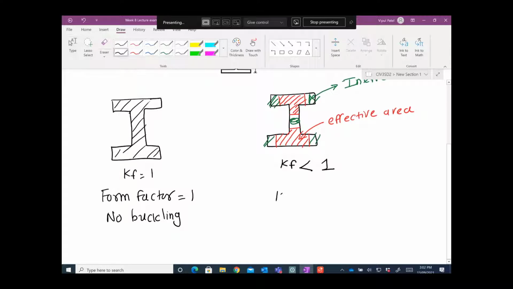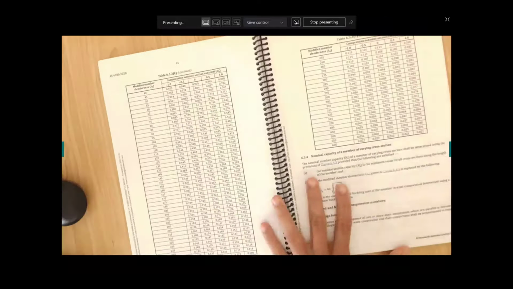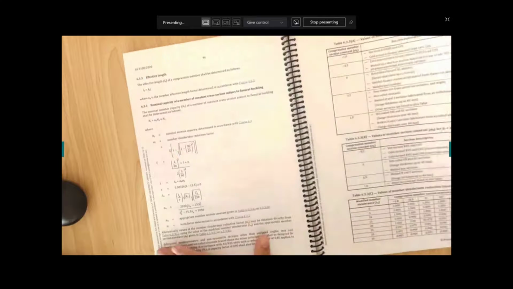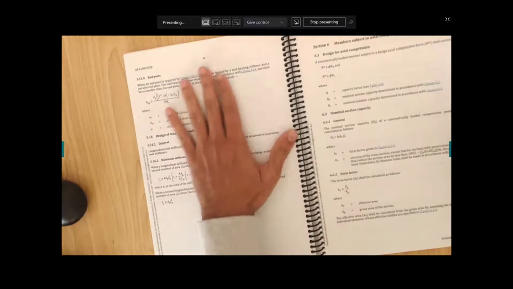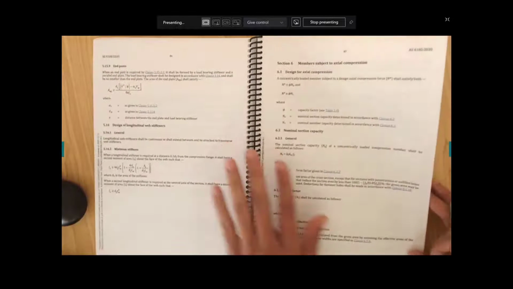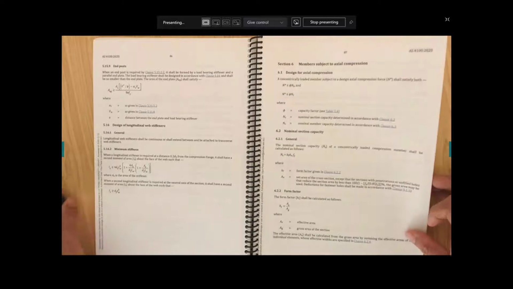What is the equation for Kf? Kf equal to effective area over gross area, and the effective area is, by the way, this red one. Now where are you going to get this one? The form factors. Now by the way, we have done section number 5, the bending one, that we finished. Now we need to talk about this.